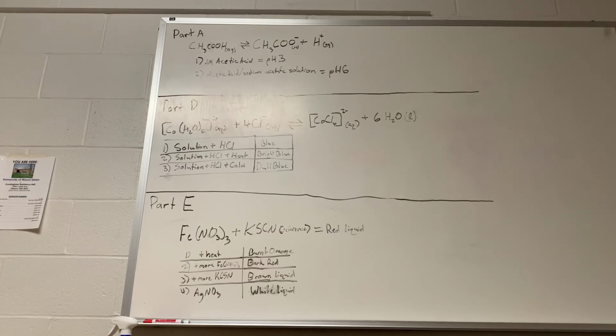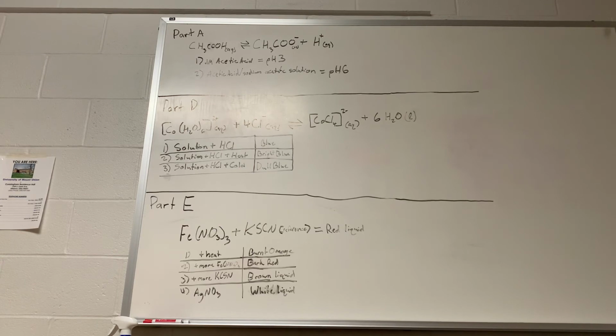For part E, part E is the iron and iron thiocyanate equilibrium. So it is FeNO3 plus KSCN, which is the reference liquid, and that is a red liquid. And when you add heat to that reference, it turns into a burnt orange color. It's almost red, but it's more orange than red. And then when you add more FeNO3, it turns into a really dark red liquid.